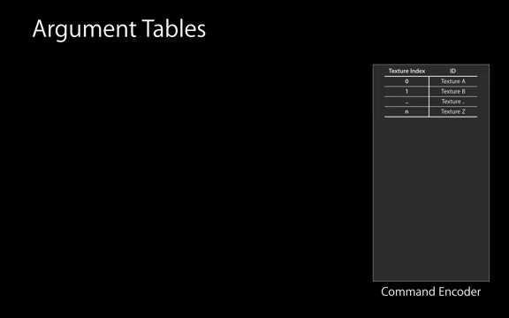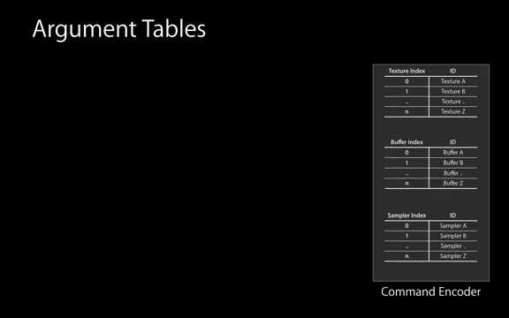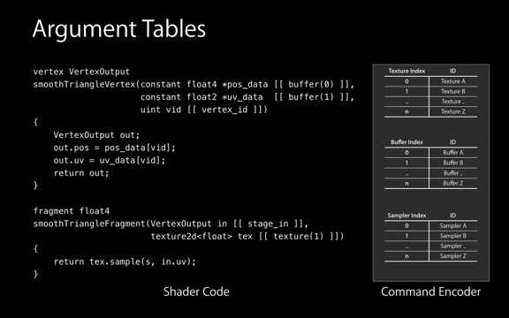So on the right here, I simply have a representation of one of the command encoders. It could be a render command encoder, for instance. And you have a table in the command encoder that describes the resources. So you have a list of all of the textures you want to use in your shaders. Similar tables exist for buffers and samplers. Now, I've simplified this a little bit because there's actually one of these sets of tables for each of the vertex and fragment shader stages. But let's take a look at an example shader.